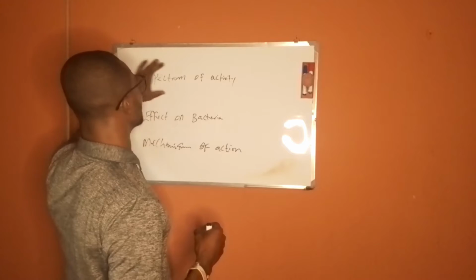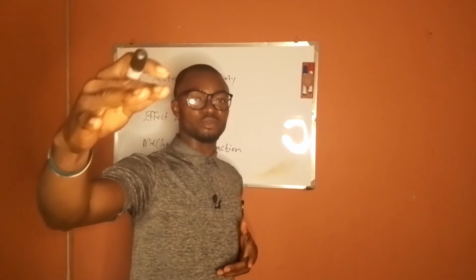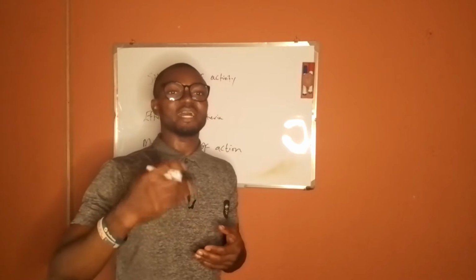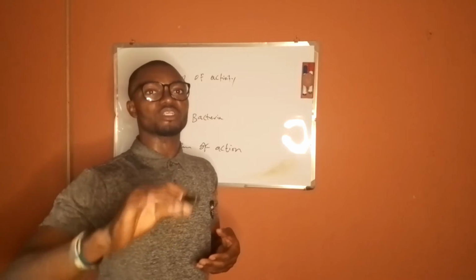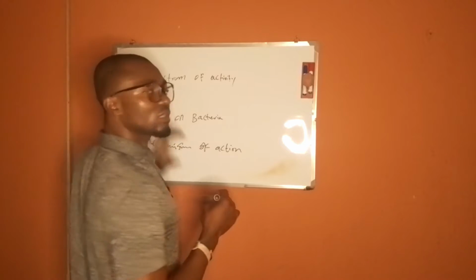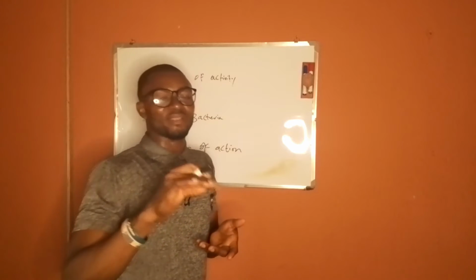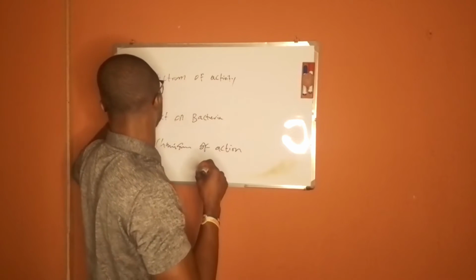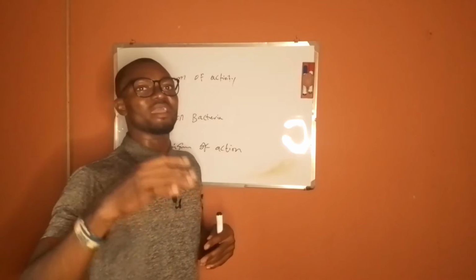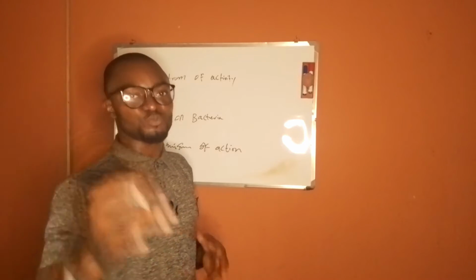Okay, we have the spectrum of activities. This is where we talk about the narrow spectrum and the broad spectrum, in which the antibiotic has an effect on the bacteria. The narrow spectrum has a lesser effect on bacteria than the broad spectrum. But the broad spectrum antibiotics have more efficacy on bacteria than the narrow spectrum.